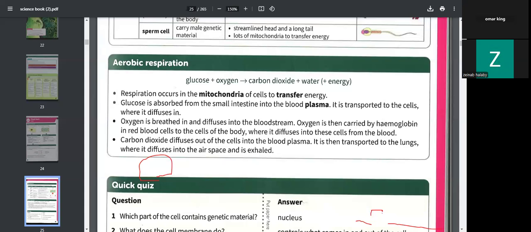Oxygen is breathed in and diffuses into the bloodstream. Oxygen is then carried by hemoglobin in red blood cells to the cells of the body, where it diffuses into these cells from the blood. Carbon dioxide diffuses out of the cells into the blood plasma. It is then transported to the lungs, where it diffuses into the air space and is exhaled.